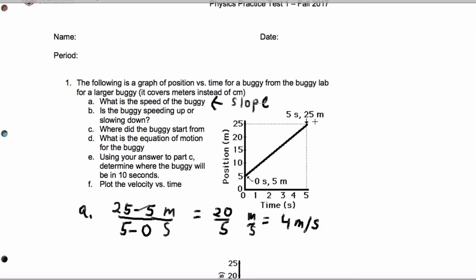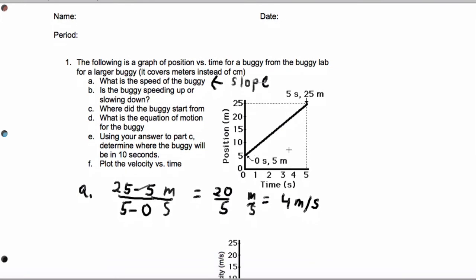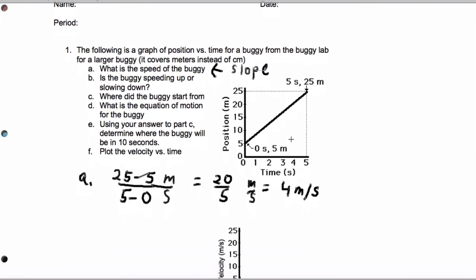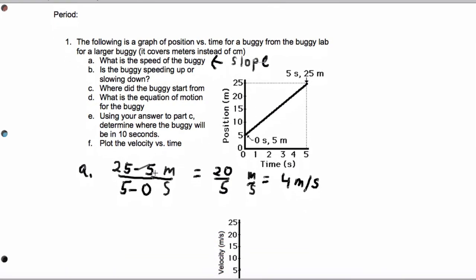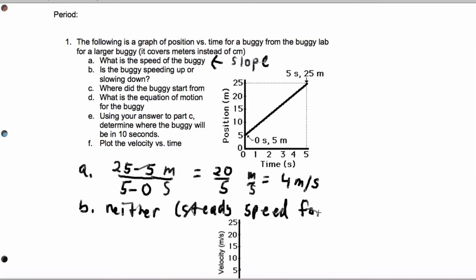Notice the line slopes upwards, or it has a positive slope. What that means in real life is that this object is moving forward. Now, is the buggy speeding up or slowing down? Trick question. Neither. It's always at a steady or constant velocity. So it's at a steady speed, always going forward.